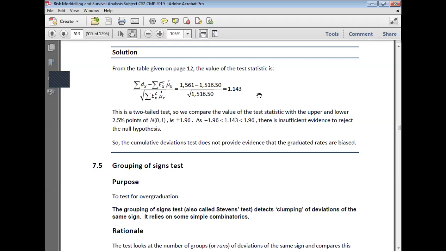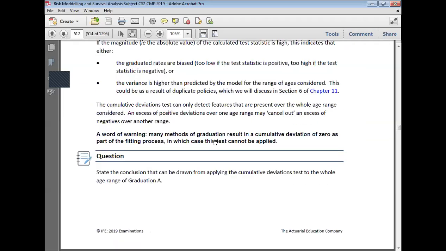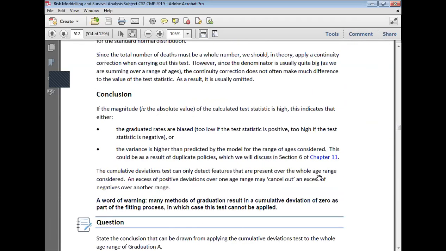Okay, and now when I'm talking about bias, there can be different kinds of biases that I can have. And why is that the case? If you look at this particular conclusion paragraph that they have here, this is very, very important.